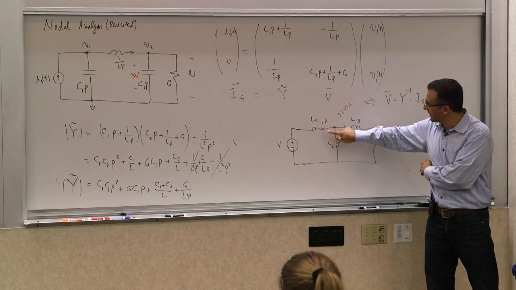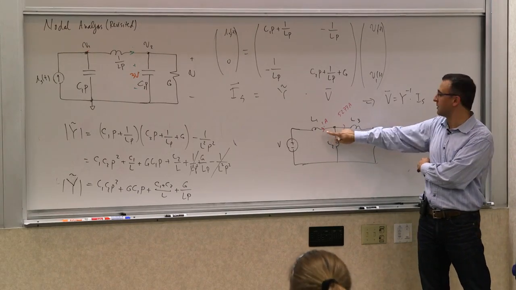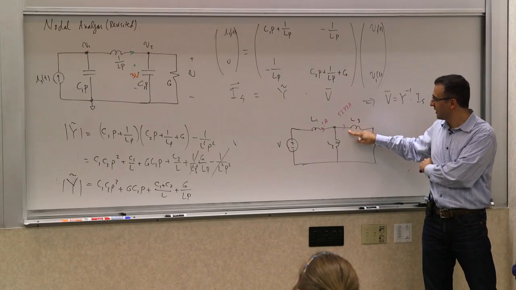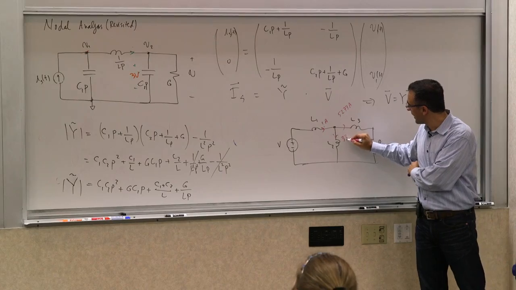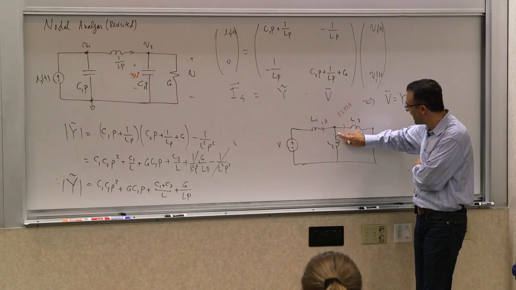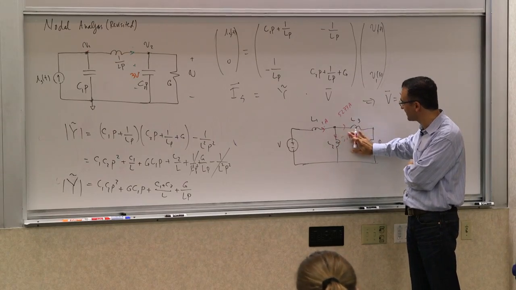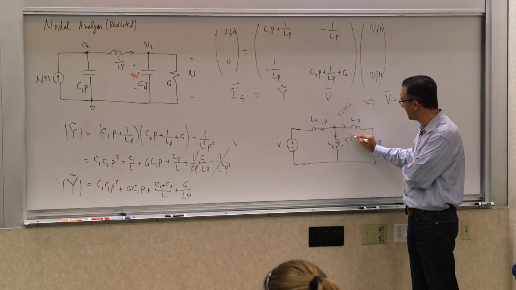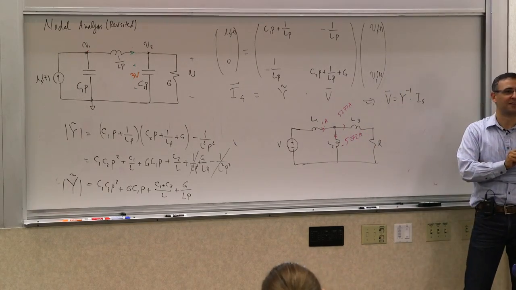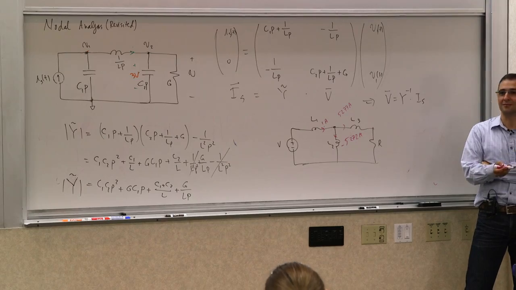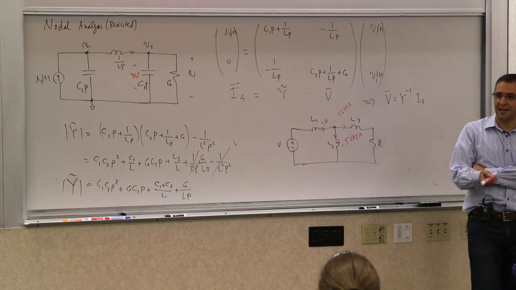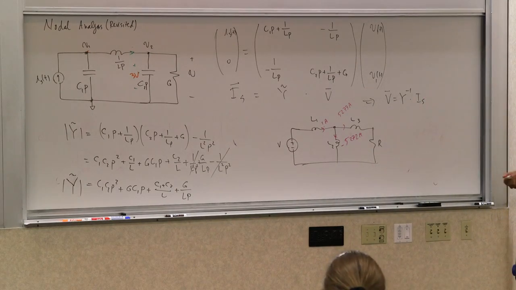Can I define this to be 1 amp? No problem. Can I define it to be 5,273 amps? Still no problem. Can I define it to be 33 amps? No. It has to be exactly what? This current is exactly negative 5,272 amps. KCL. If I make this anything other than this, then I've violated KCL, which means that I've violated conservation of charge and I've done bad things.